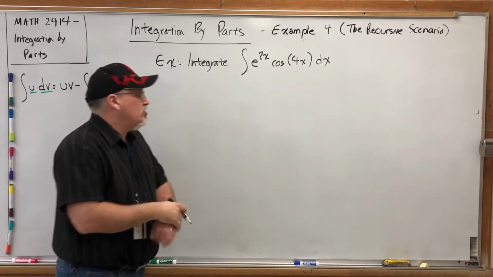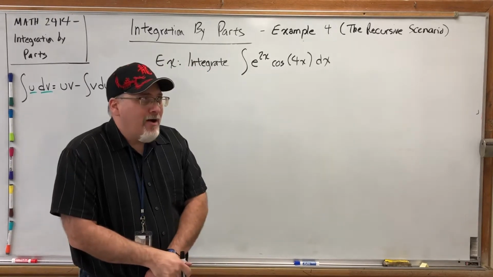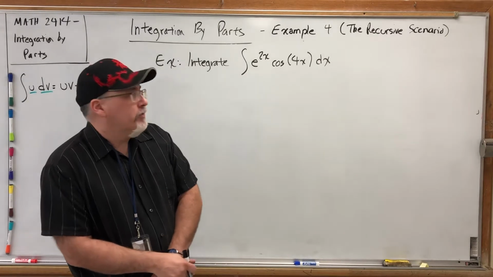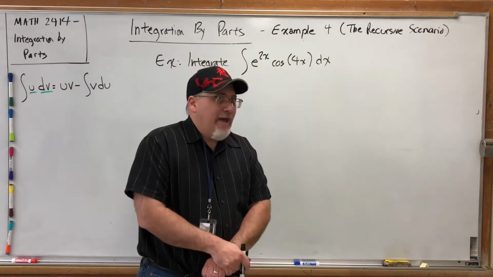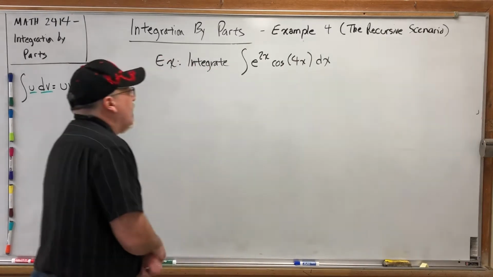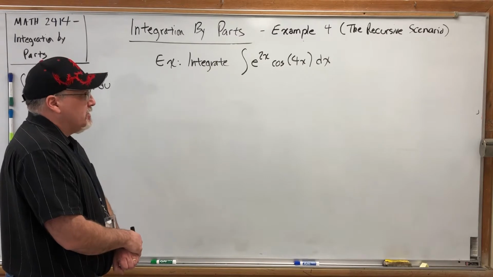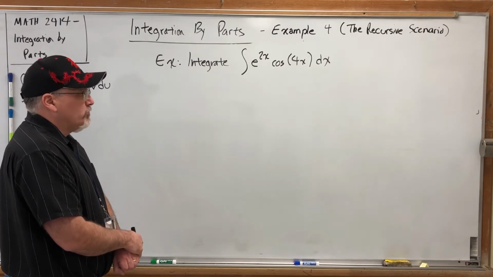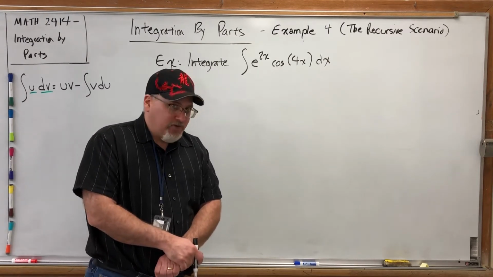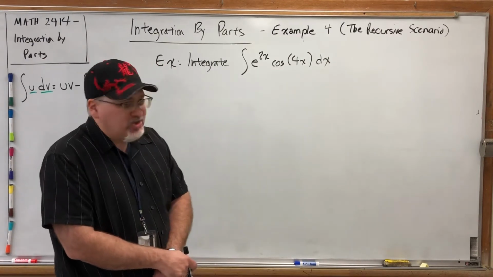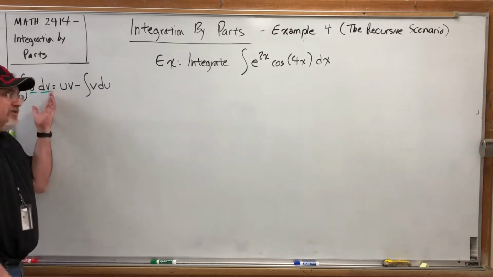e to the 2x is not a polynomial. Cosine of 4x is not a polynomial. Well, at least not finite polynomials, but that's not something we're going to visit in this class until chapter 8. But anyway, if we wanted to integrate this, it does not fit any of our integration rules, because we have rules for cosines, we've got rules for e's, but not rules for the products of the two. But the fact that it is a product suggests doing integration by parts. But how are we going to make our choices for u and dv?